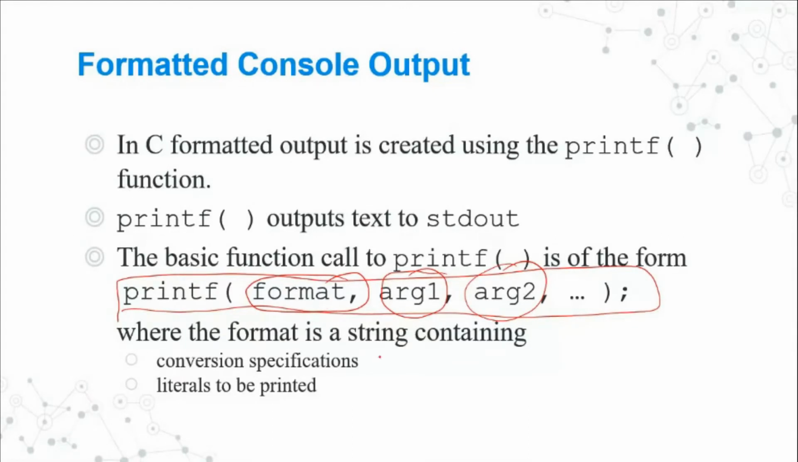The format is a string which contains the conversion specifications. The conversion specifications are the format control strings, that is, the format specifiers. Then there are the literals to be printed. We have seen that literals are the constants. So the constants that are to be printed on the screen are inserted inside the double quotes, and they will be displayed on the screen.